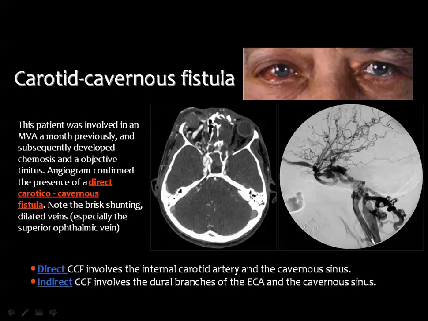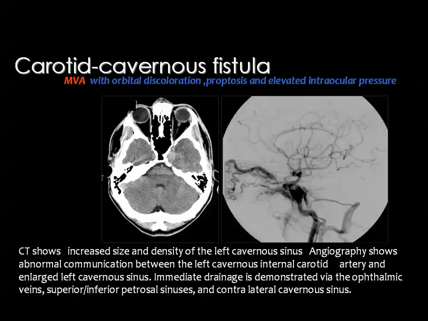Then you have two types of this fistula. The direct fistula involves the internal carotid artery and the cavernous sinus, while the indirect fistula involves the dural branches of the external carotid artery and the cavernous sinus. In this indirect fistula, the sinus will not be so much enlarged, and also the superior ophthalmic vein will not be so much dilated.